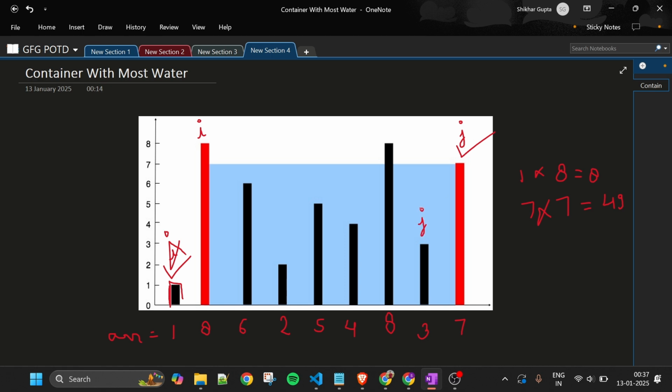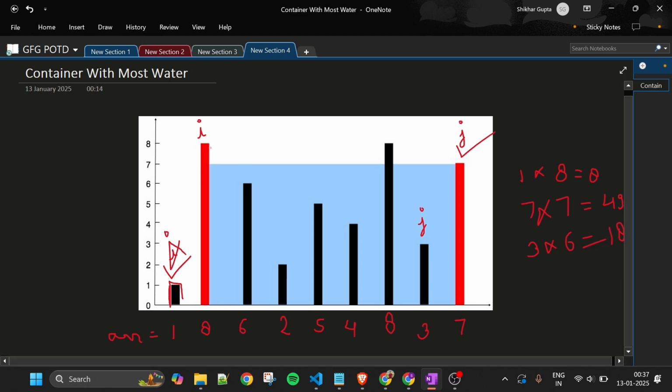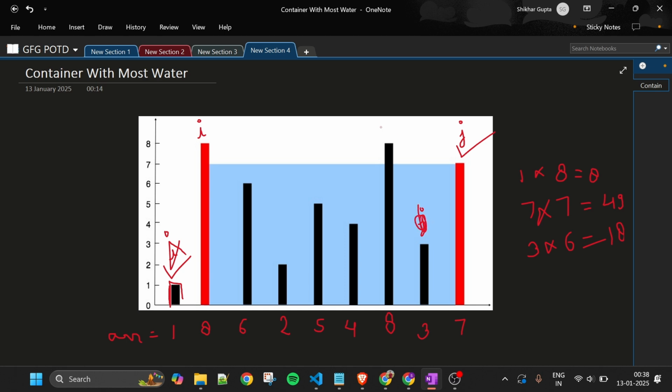Again I will calculate the amount of water I can store. Arr of j is 3, arr of i is 8, and the minimum of these is equal to 3, and the distance between them is equal to 6. So I can store 18 amount of water. Again, look, arr of j is less than arr of i, so we have to increase arr of j, and in order to do that I will simply do j minus minus. j will point to this now. In this way, we will keep on doing, and we can get our answer.